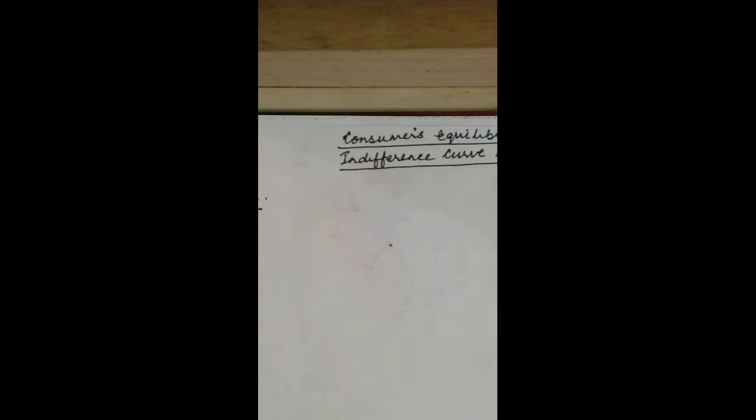Hello students, today I'll explain consumer's equilibrium with the help of indifference curve approach. Now what is consumer's equilibrium? It is a situation in which the consumer tries to maximize his total utility given his income and the prices of the two commodities.